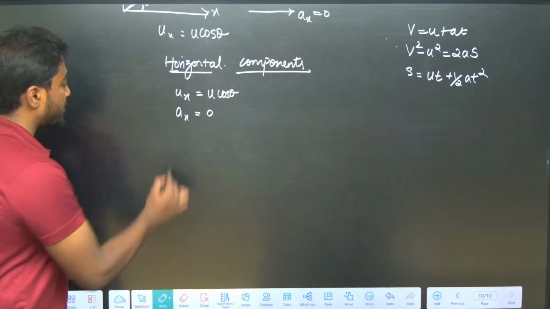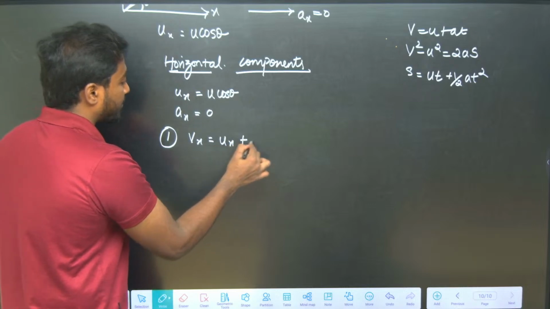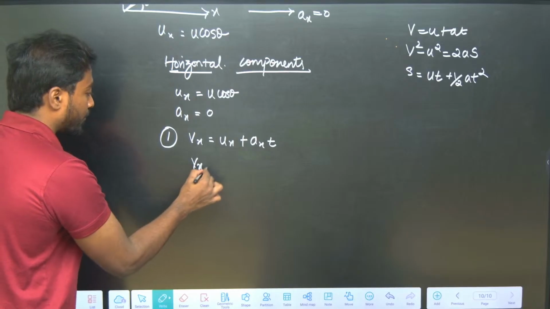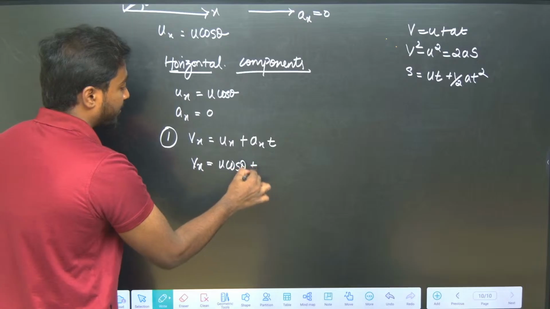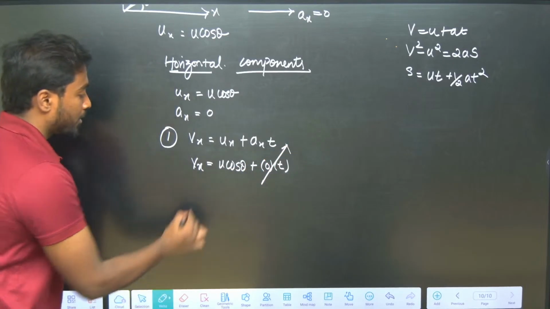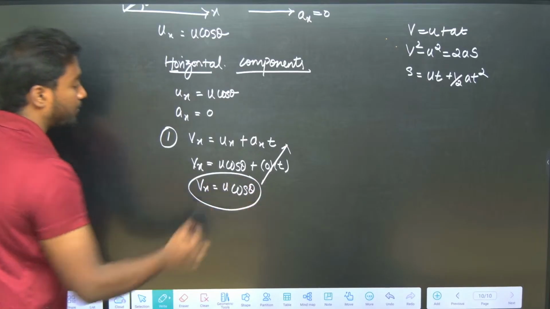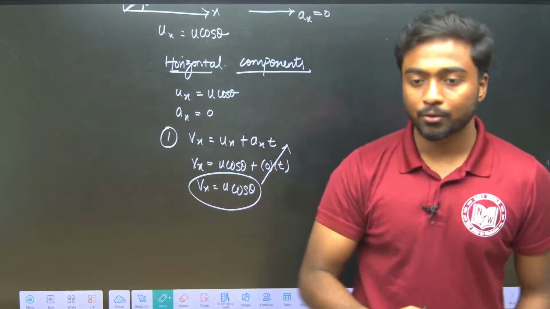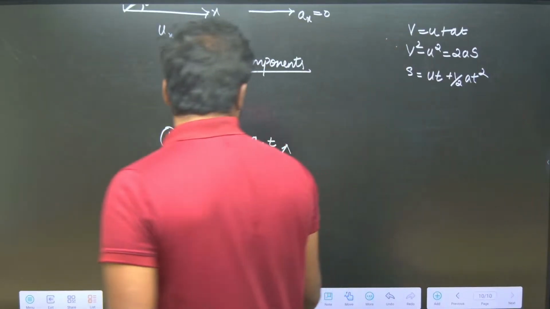Now the first equation: vx equals ux plus ax t. What is vx? I need to find it. vx equals u cos theta plus ax, which is 0, times t, so I can neglect that. So vx will be equal to u cos theta only. Whatever x component of velocity we threw with will be equal in the final also.